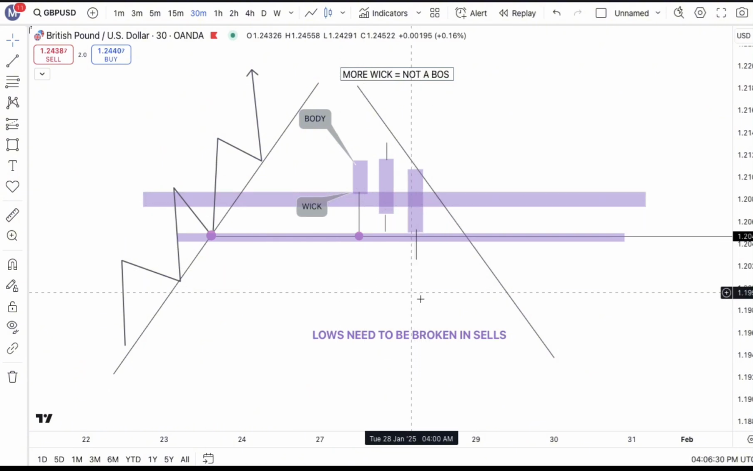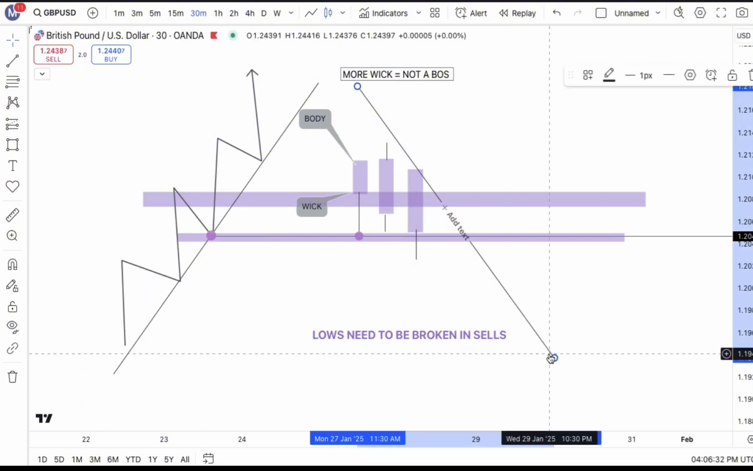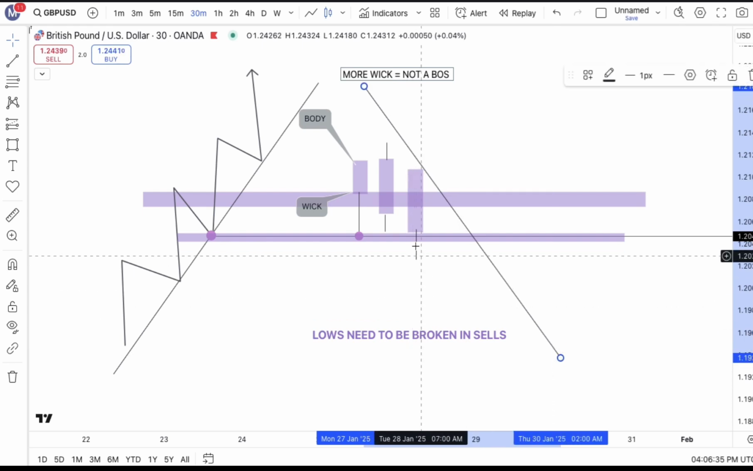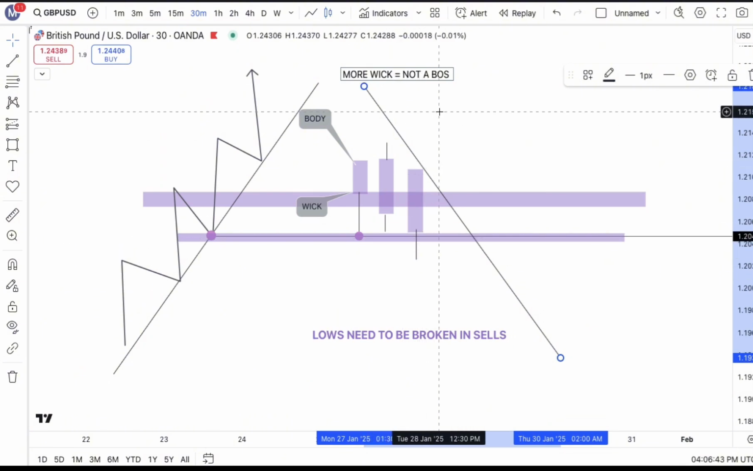So no break of structure happens. So what am I thinking in my head? Okay, in my head I'm thinking, okay, this support level could either be super strong, bullish structure isn't done, so buyers are still not done, so it could potentially continue higher.